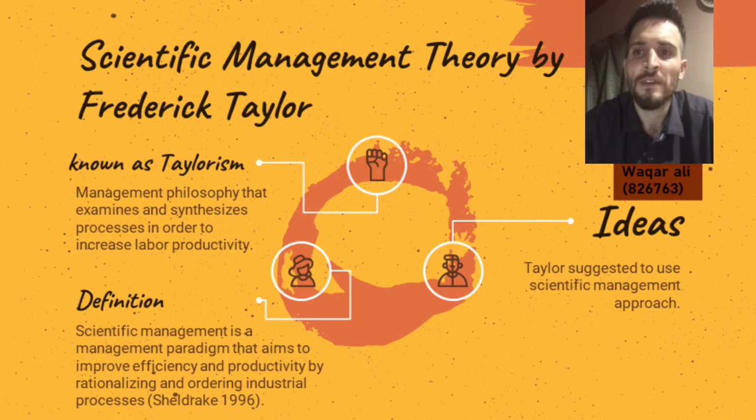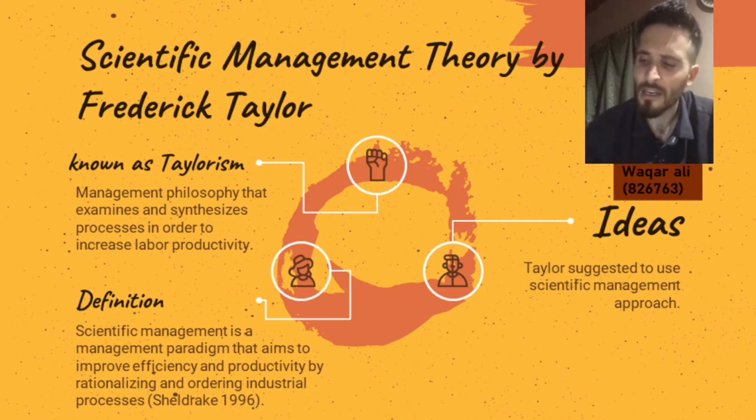Scientific management, often known as Taylorism, is a management philosophy that inspects and synthesizes processes in order to increase labor productivity. He suggested that managers use a scientific management approach and develop precise standard processes for doing each job, select workers with appropriate abilities, train workers in the standard procedure, carefully plan work, and provide wage incentives to increase output.